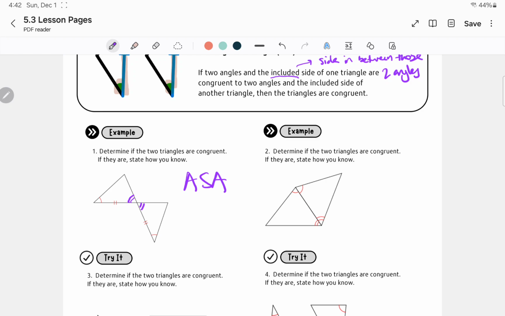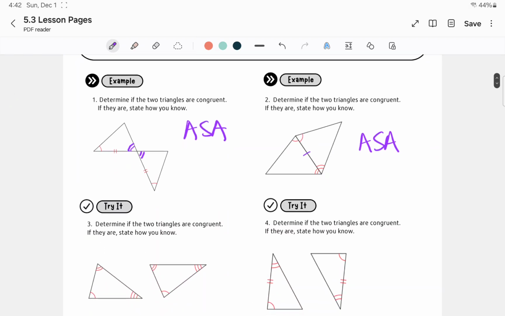Now for number 2, I see a side on itself, overlapping itself, so we're going to mark that as congruent. And so now I have an angle, a side, and an angle. An angle, side, and angle. So there we go. We have another angle, side, angle congruency. So now pause the video, look at number 3 and number 4, and see if you can answer those before I come up with my answer.